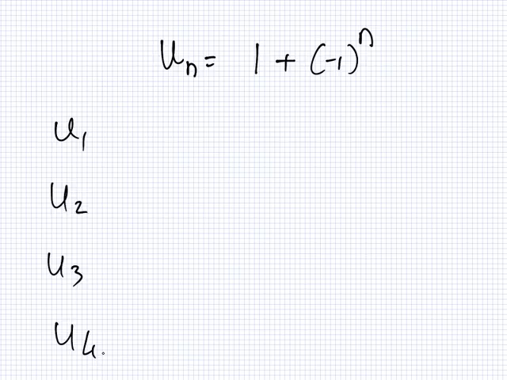So let's say something like, I'll give you a sequence here. Let's say 1 plus minus 1 to the power n. I want you to write down the first 3 terms, please. U1, U2, actually first 4 terms. 0, 1, 0, 1.